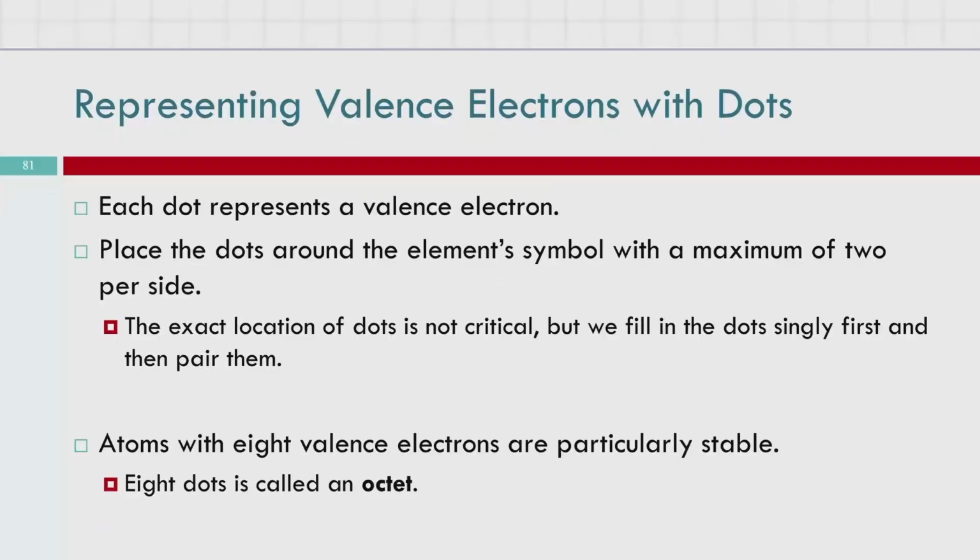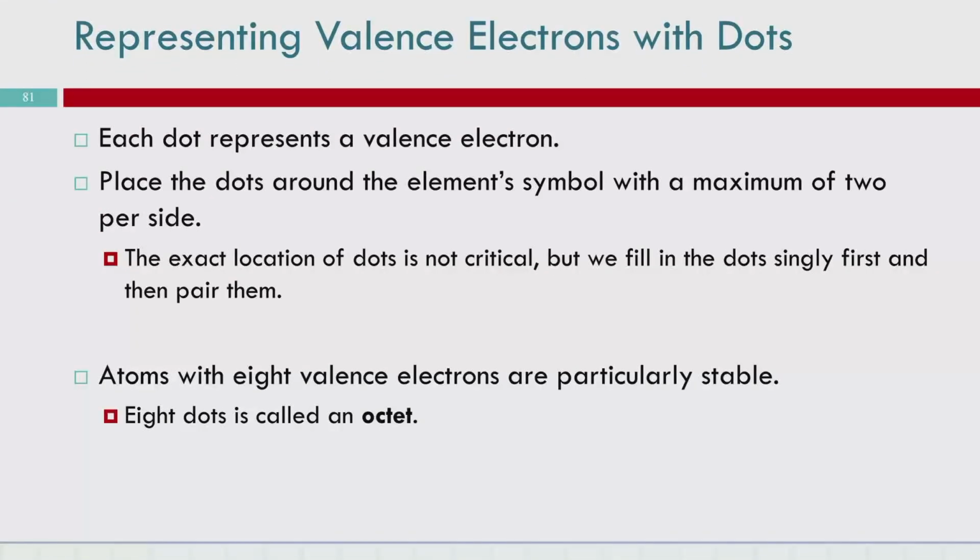Okay, so each dot represents a valence electron. So we write that symbol in. Each of our dots represents a valence electron. We place them around the element symbol with a maximum of 2 per side. The location is not really that important. I'll usually fill them in a particular way, but that's just habit more than anything, or I know what's coming next, so I'm preparing the way. We fill in the dots singly first and then pair them up later.